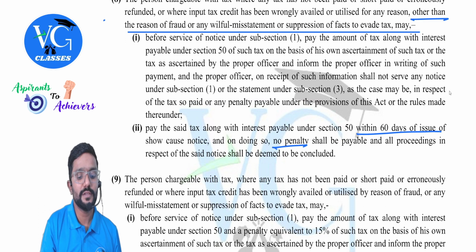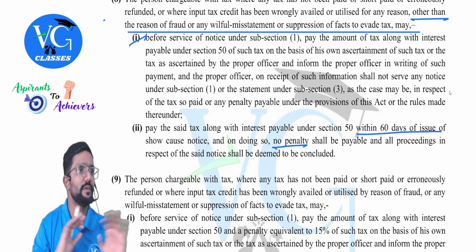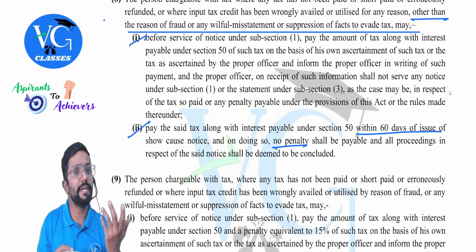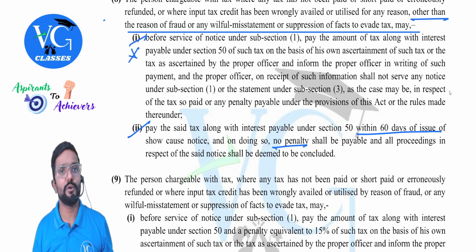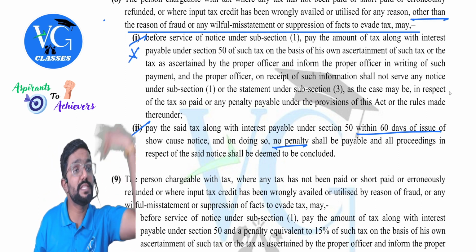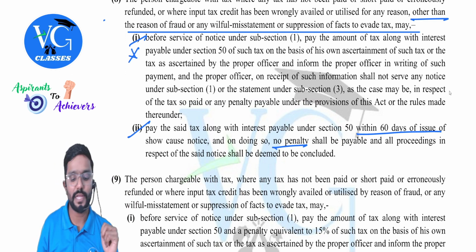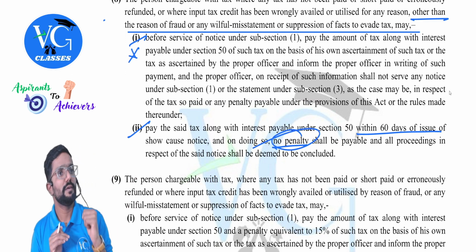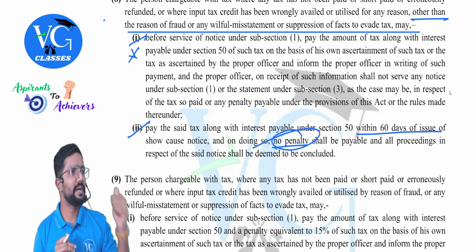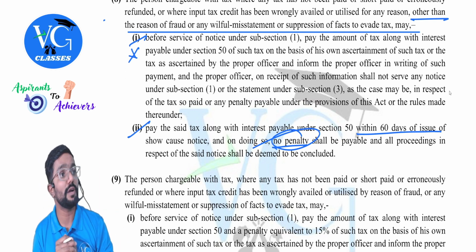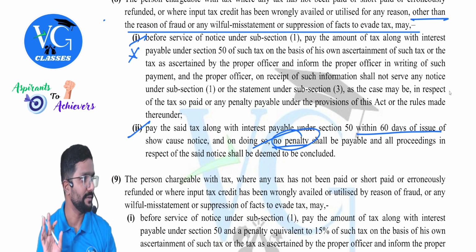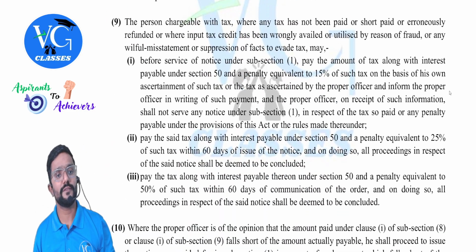Sir, the first case was without notice; if I make payment, no penalty. In the first case, it is not applicable. Second, the proper officer issued the notice. Once I received the notice, within 60 days I made payment. Even in that case, no penalty. The registered person has to pay only tax plus interest. This is a case of what? Error, not fraud. Sir, what if it is fraud?